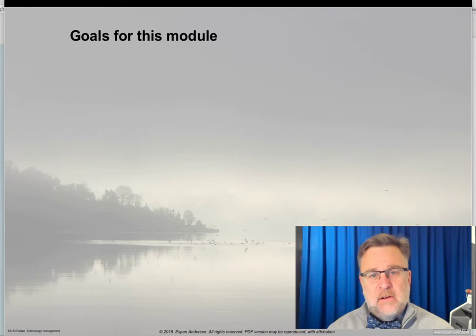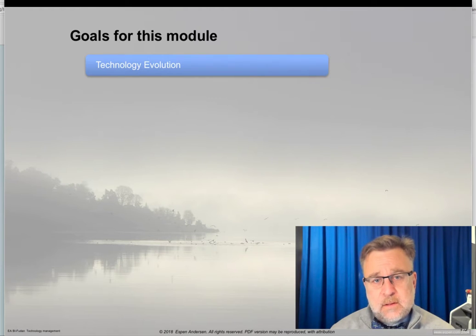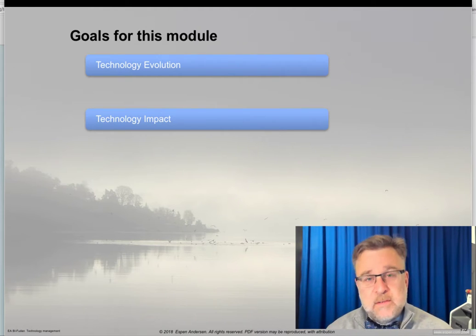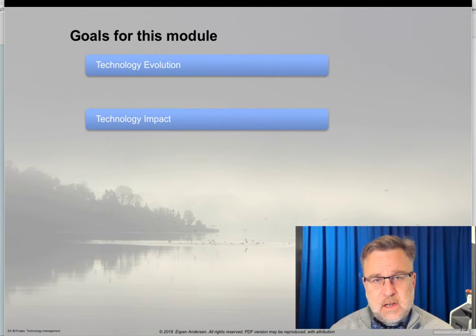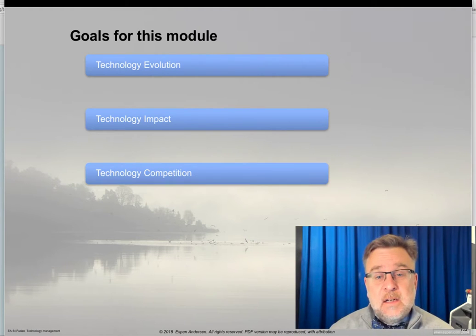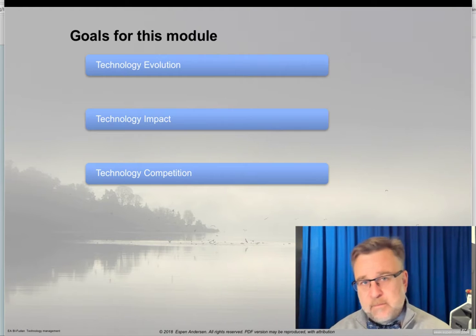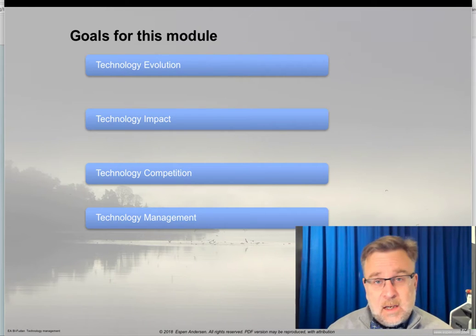There are several areas in which I want you to have capability and understanding at the end of this course. The first is technology evolution, how technology changes. The second one is technology impact. What does it mean that the technology changes, and how do you analyze and understand that? Then there is technology competition. How do you compete in a technological environment? Because it's very different from just producing faster, better, cheaper. And lastly, technology management, which is how do you lead the technology part of an organization.